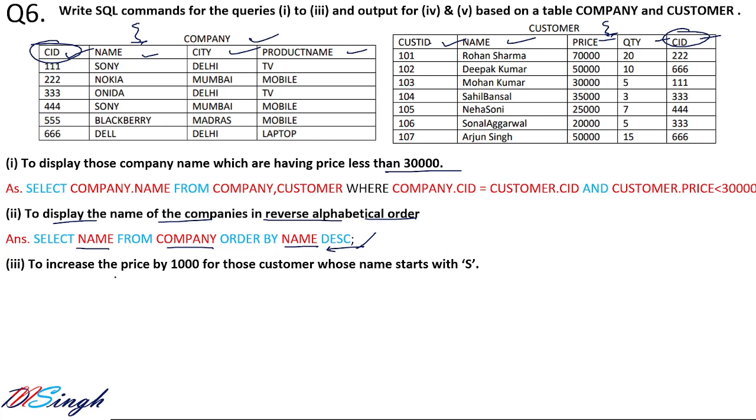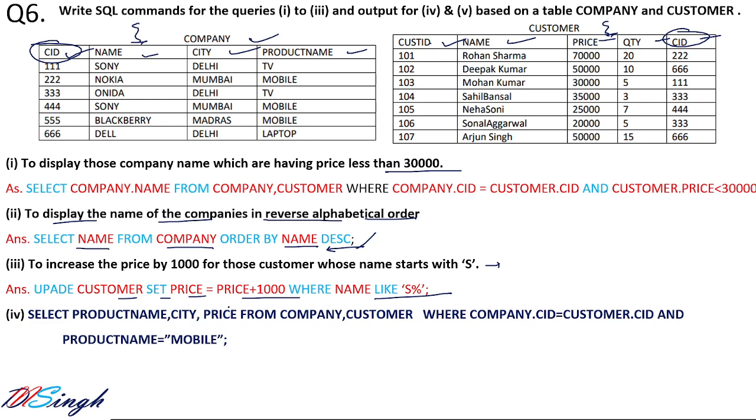and the way you want to order, either in ascending or descending order. To increase the price by 1,000 for those customers whose name starts with S. Remember that we are going to update the data. So which command is going to be used? Update customer set price equal to price plus 1,000. Okay, fine. So here we have update, table name, set column name equal to price plus 1,000 where name like S percentage. So all the names which are starting with S will get the 1,000 rupee hike in the price.